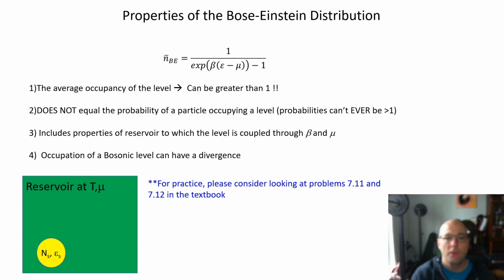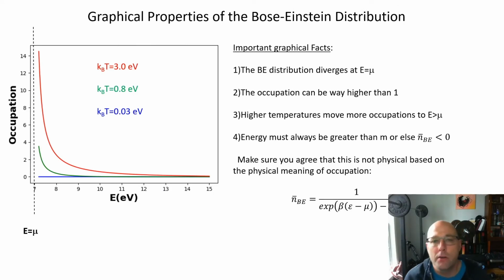So let's keep going with the graphical discussion. Again, when epsilon equals mu, the Bose-Einstein distribution has a divergence, right? And it actually decays pretty rapidly away from there. As you can see, the occupation can be way, way bigger than 1. As you approach mu, it approaches infinity.